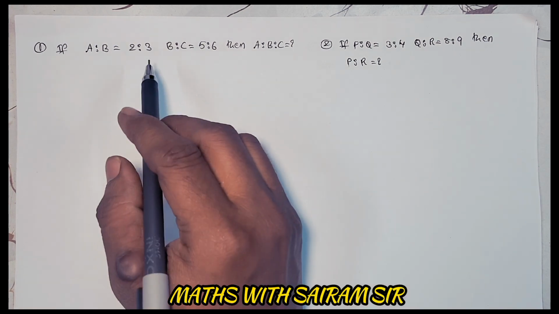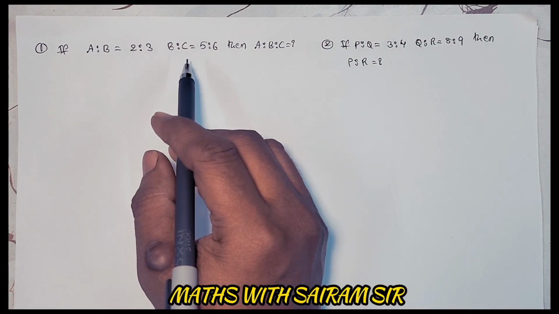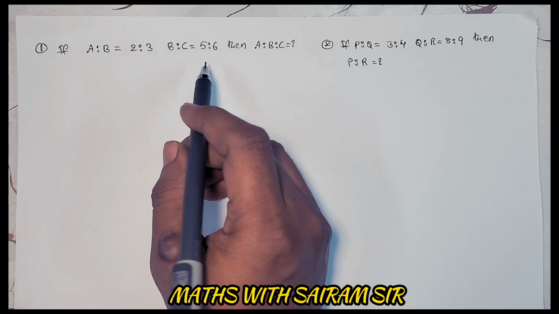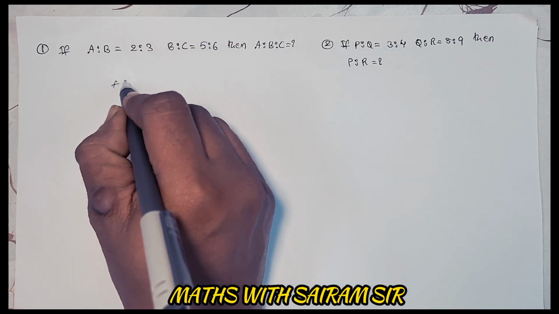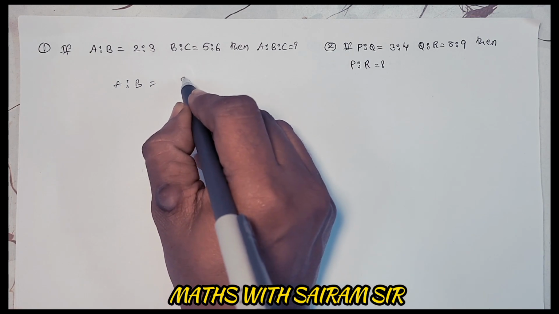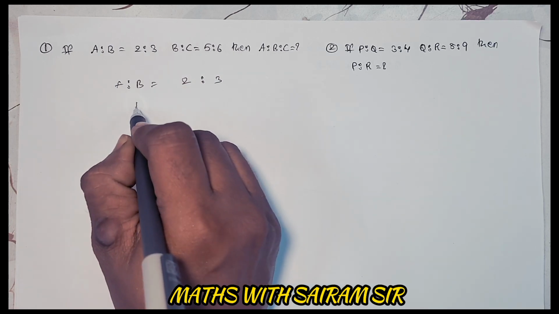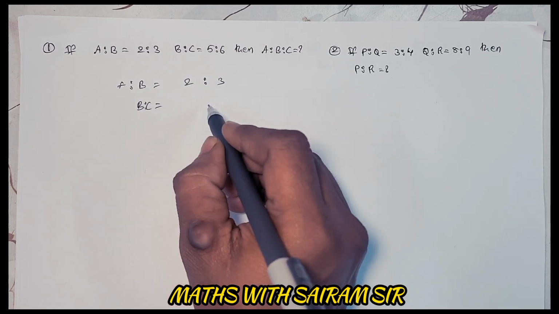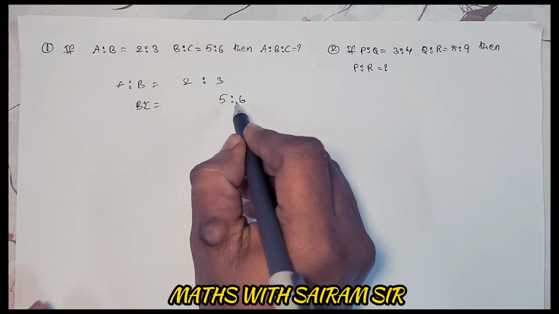If A is to B is 2 is to 3, B is to C is 5 is to 6, then A is to B is to C is what? Okay, so what we have given? We have given that A is to B as 2 is to 3 and B is to C given as 5 is to 6. You need to arrange it like this.